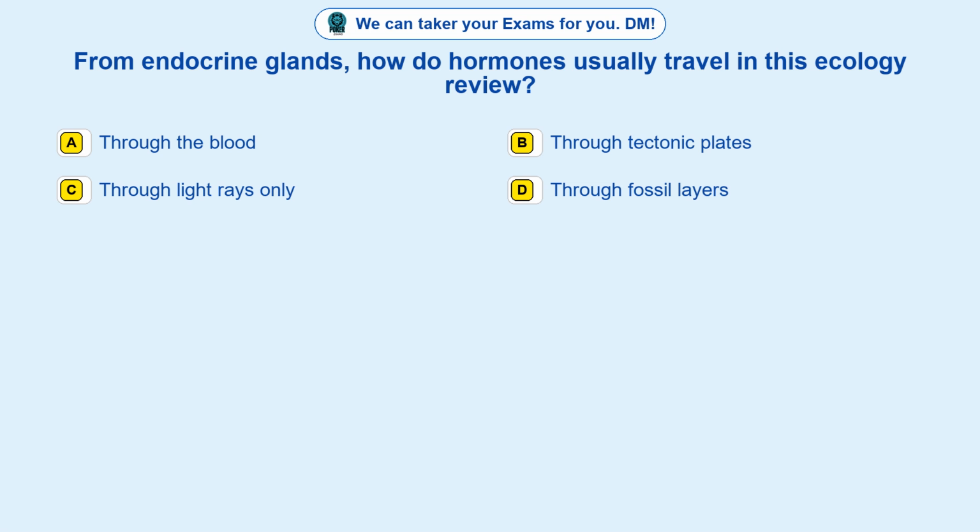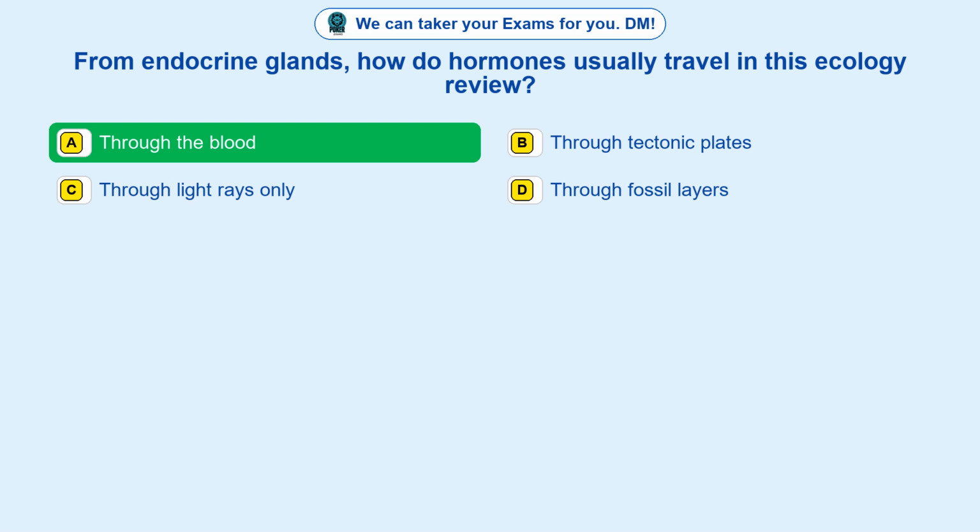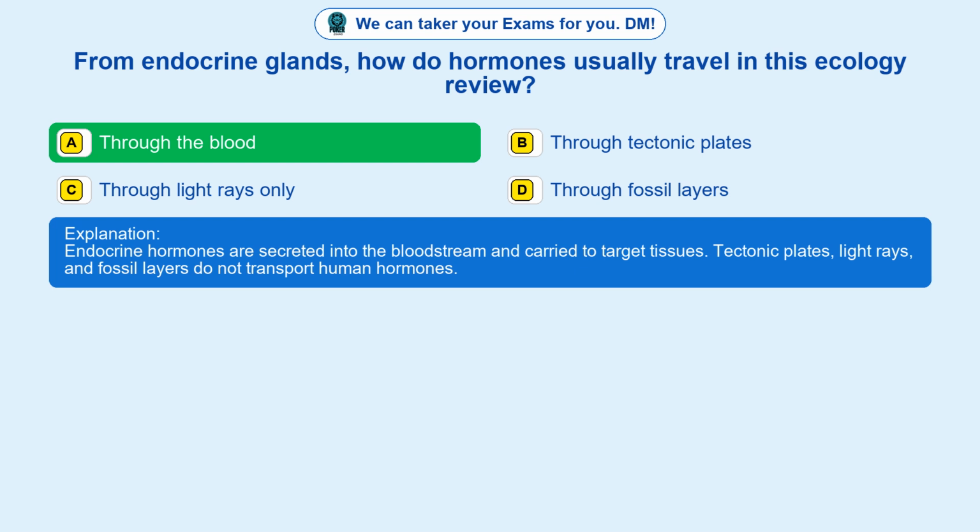Question 28. From endocrine glands, how do hormones usually travel in this ecology review? Option A, through the blood. Option B, through tectonic plates. Option C, through light rays only. Option D, through fossil layers. The correct answer is option A, through the blood. Endocrine hormones are secreted into the bloodstream and carried to target tissues. Tectonic plates, light rays, and fossil layers do not transport human hormones.